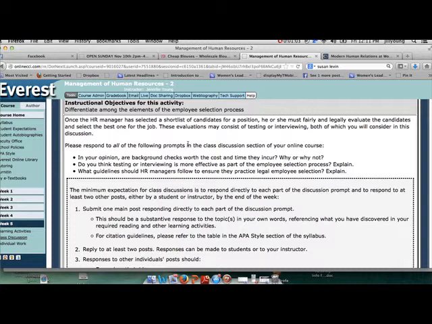In this question, I would say, tell me about some of the consequences of not conducting the background checks, to express why they're important. What guidelines should HR managers follow to ensure they practice legal employee selection? Go to the DOL, Department of Labor, look up employment laws, hiring laws. You can use that as material along with your text and lecture, but you should be able to find out what laws have to be followed when they hire someone. That's how you answer that discussion question pretty much.